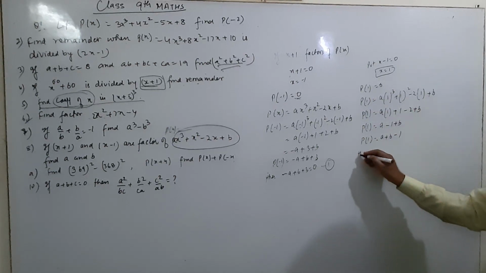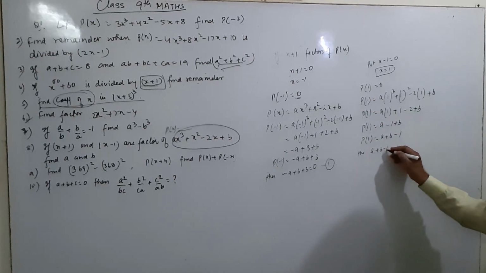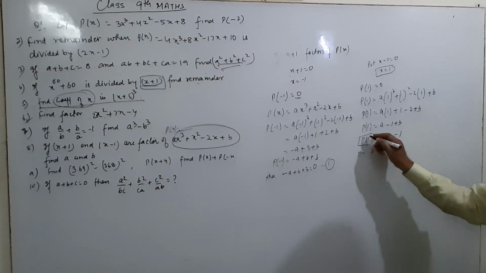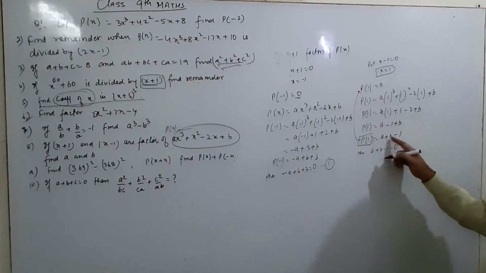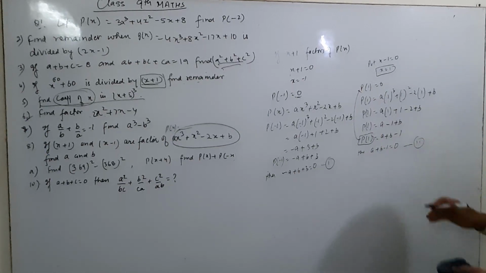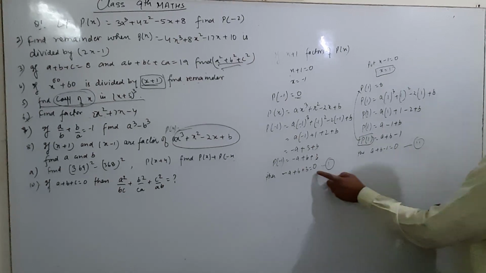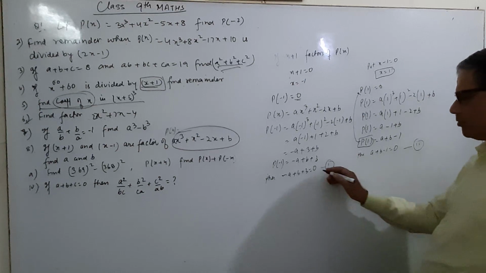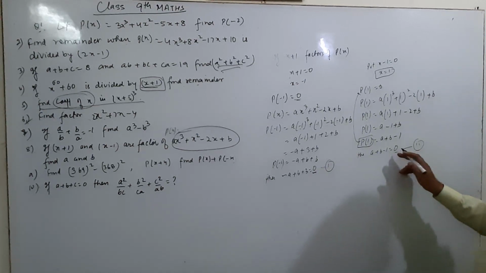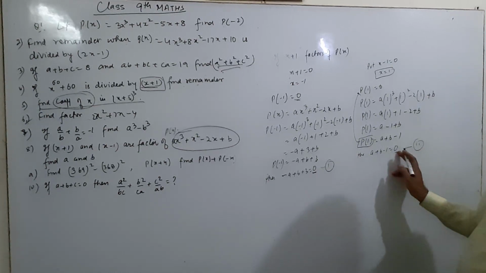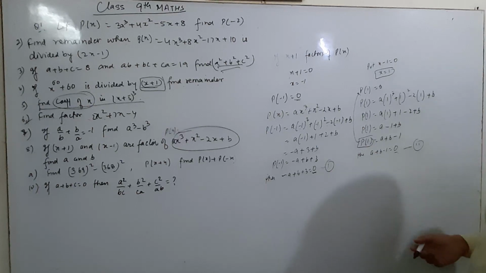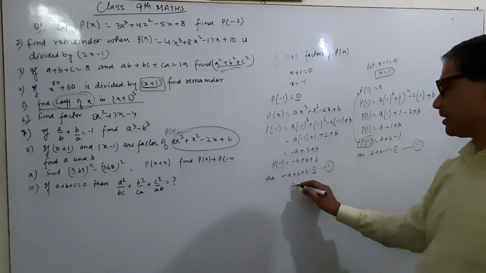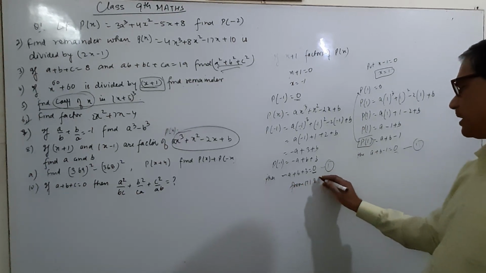So that means A plus B minus 1 is equal to 0. Why? This is equal to 0, so this is also equal to 0. Equation number two: this is 0. This is 0, and the right hand side is the same. From first and second, this is 0 and this is 0. The right hand side is the same, so if the right hand side is same, then the left hand side is also the same.